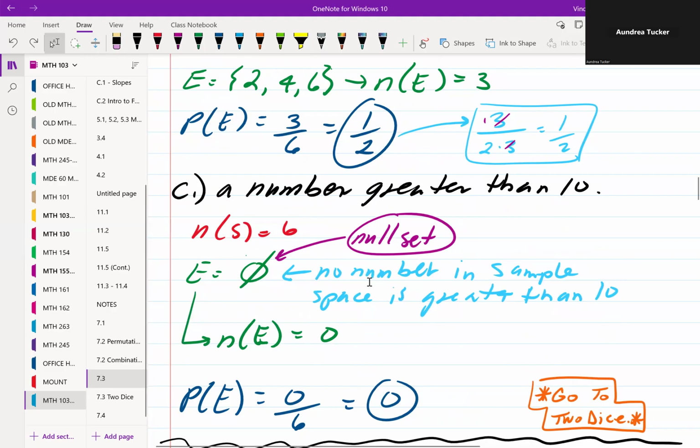All right. Another example dealing with dice. Everybody okay with this page before I go to the next page?